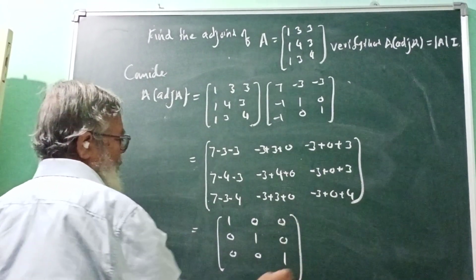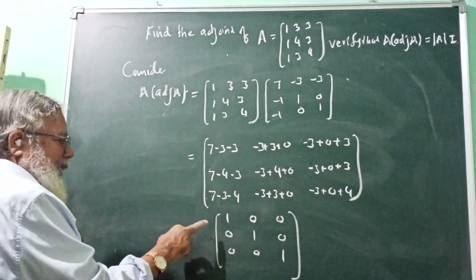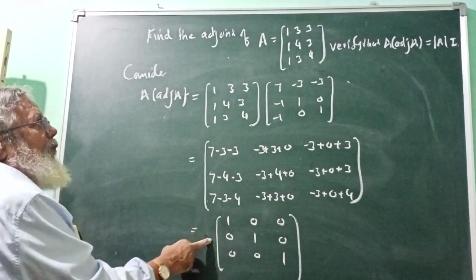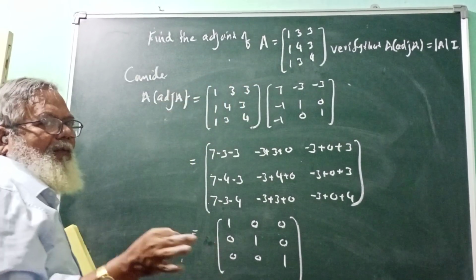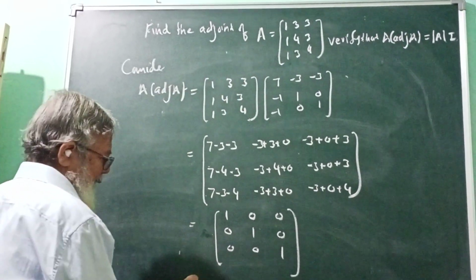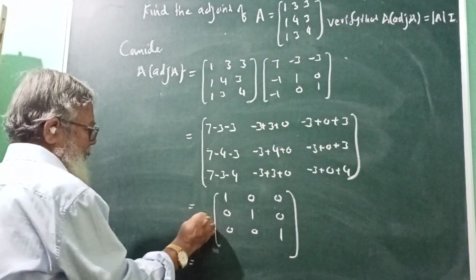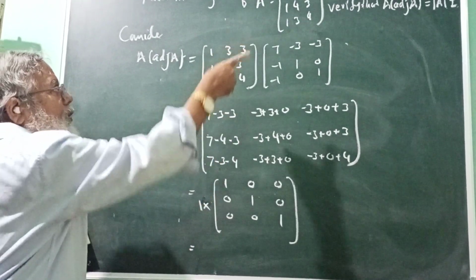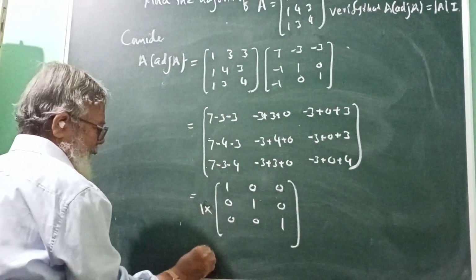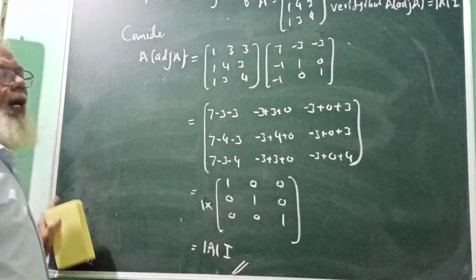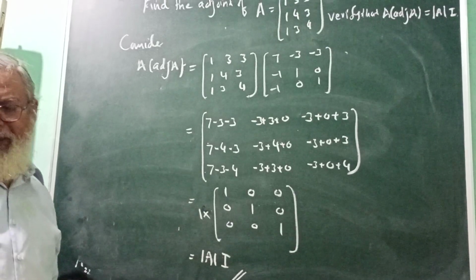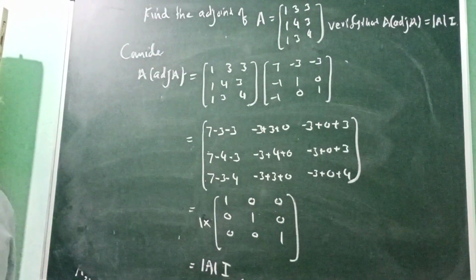Now here this matrix into 1 we can write, and 1 is the value of the determinant of A. We have seen already. So by that we can write it is 1 into this we can write, and 1 is equal to the determinant of A, and this is nothing but the unit matrix size, hence the formula is verified, and that is the required answer.